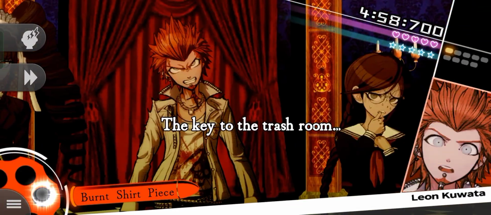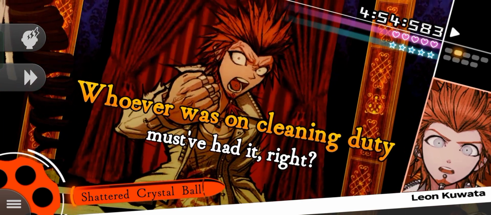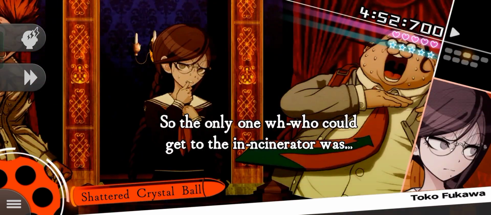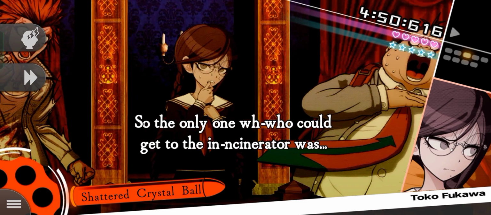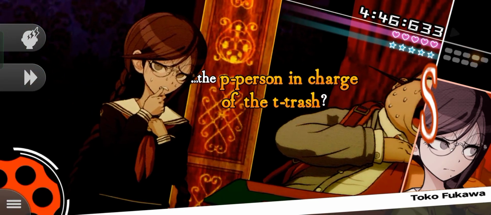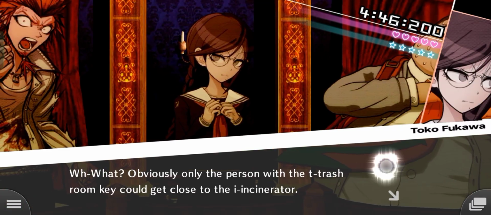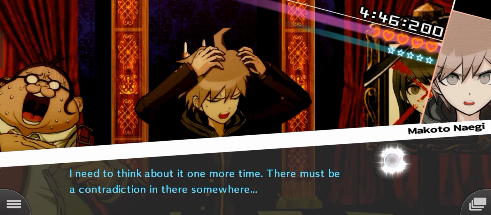The key to the trash room. Whoever was on cleaning duty must have had it, right? So the only one who could get to the incinerator was the person in charge of the trash? Shoot!